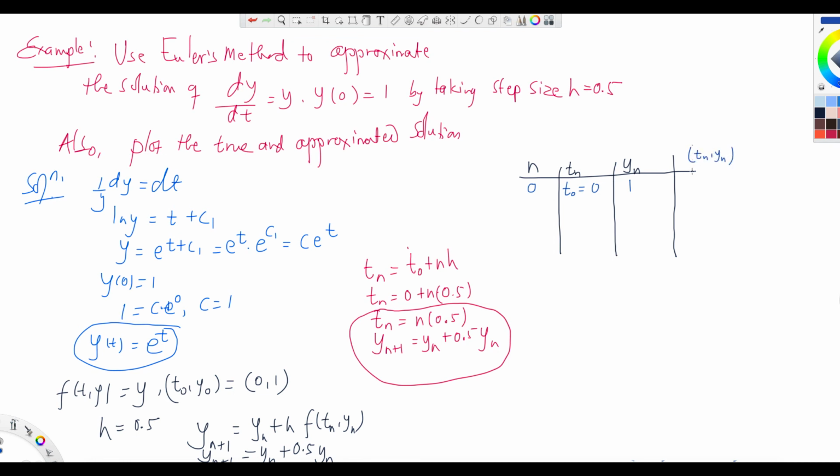That point is basically (0, 1). That is the first point in the solution. Okay, that is the first point in the approximation of the solution actually. Now let us take n equals 1.